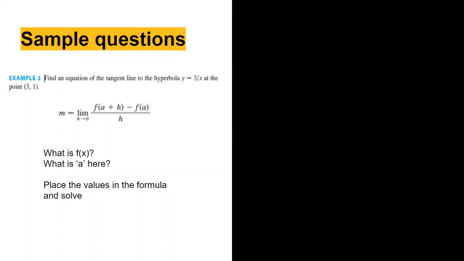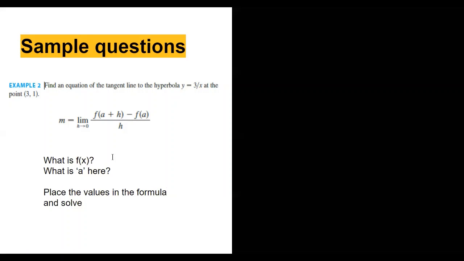Now, when it comes to the limit definition of derivative, ask yourselves two questions. What is the function here? What is f of x? In this case, f of x is 3 by x. And what is a here? As they have given, a is the input that a function will be taking. Now, most likely, a would be the only value given in the function. In this case, it's 3, 1. And as you can see, we are just taking x values. So here we will be taking the value 3.